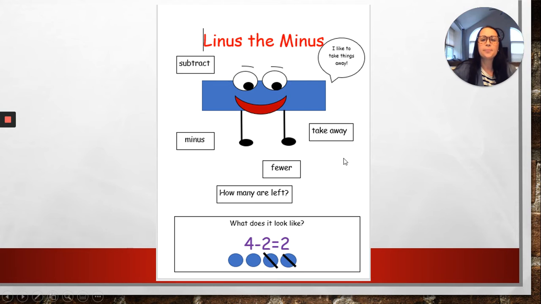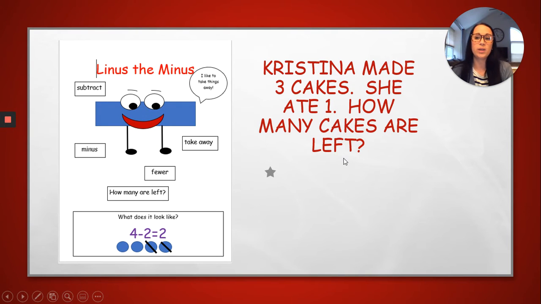Okay? Now, let's look at one of the problems we looked at yesterday. Christina made 3 cakes. She ate 1. How many cakes are left? So yesterday we used our fingers to solve this problem, right? We started with our bigger number at the top. And it's saying how many cakes are left. There's those words, how many are left. So we know we're going to be subtracting, right? Awesome. So she had 3 cakes.